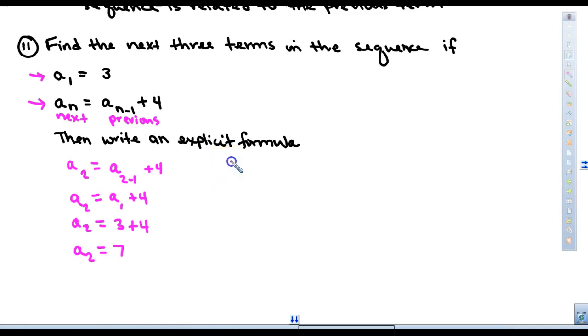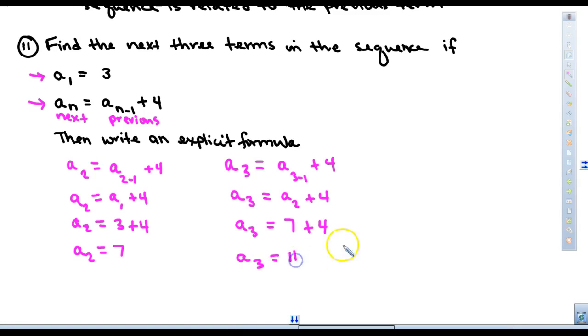So now when I want to find a sub 3, well, that means I'm putting 3 right here in the place of n. That means I have to put it in the place of n right there as well. So that's going to be a sub 3 minus 1 plus 4. So that's a sub 3 is equal to a sub 2 plus 4. So a sub 3 is equal to a sub 2, which we just found to be 7, plus 4. So a sub 3 is 11.